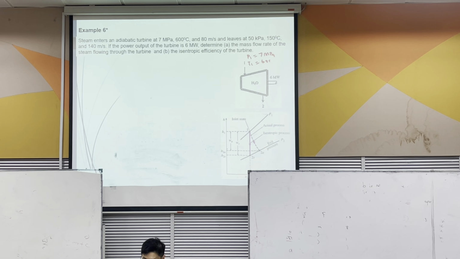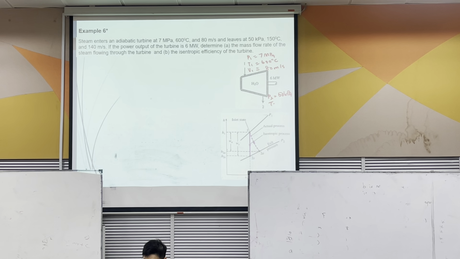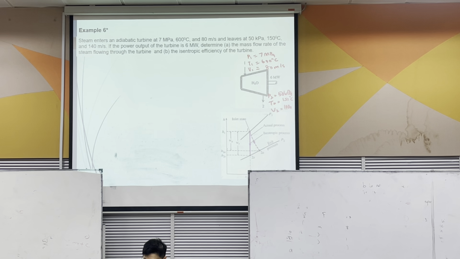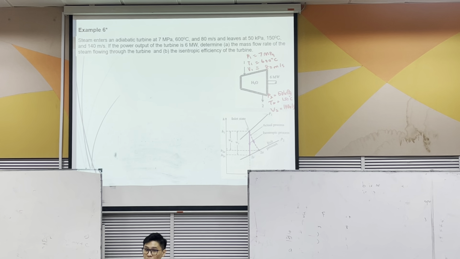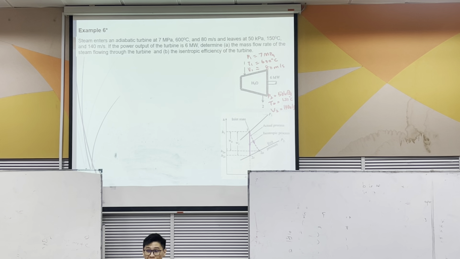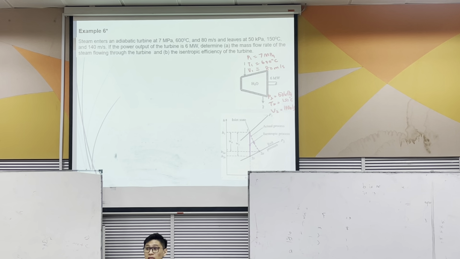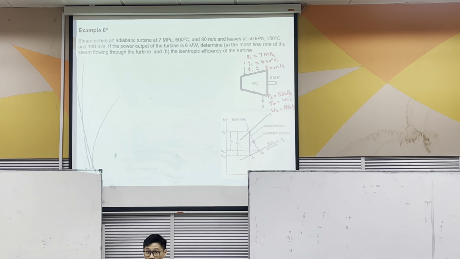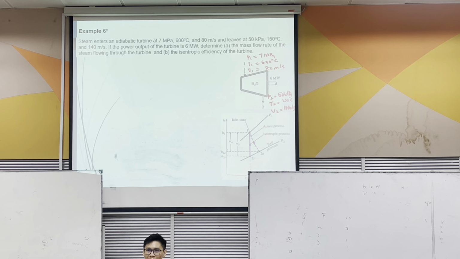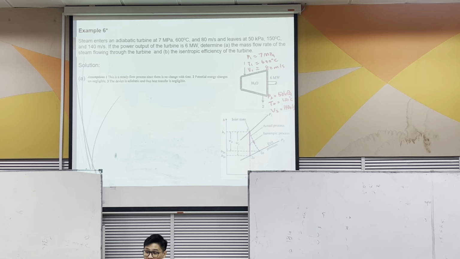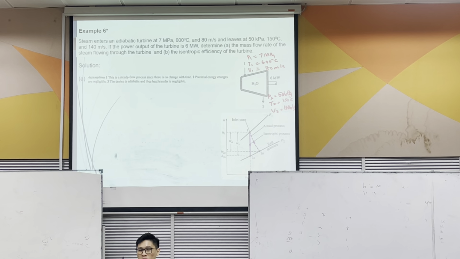T1 equals 600 degrees Celsius, and again, if the question gives you the velocity, just make use of it. So V1 is 80 meters per second. P2 is 50 kilopascal, T2 is 150 degrees Celsius, and V2 is 140 meters per second. This question in a way is actually very easy, because you are given almost all the information. Just by looking at this, I don't really need you to solve. I will solve it with you, but tell me, how can you obtain the mass flow rate of the steam?